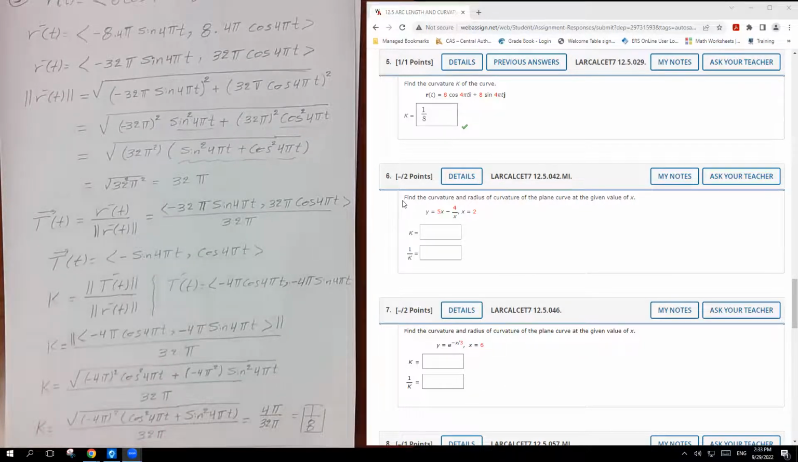Example 6. Find the curvatures and the radius of the curvatures of the plane curve at the given point x. So the curvature is k. The radius is going to be 1 over k. There are in fact 2 formulas for each. You can just find the radius by saying 1 over k. It's easier to find.